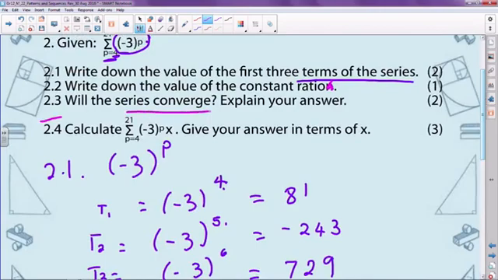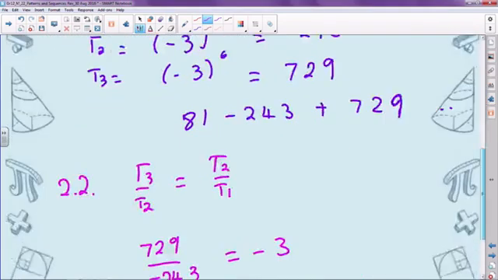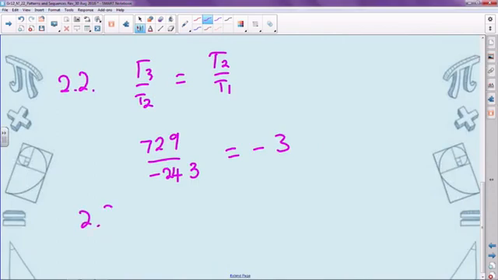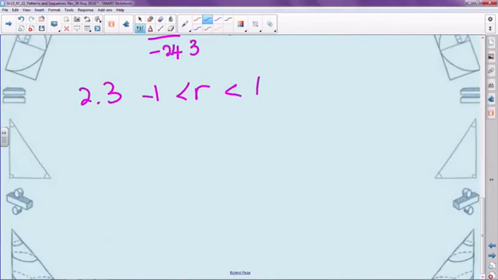2.3, will the series converge? Explain your answer. Well, remember, for a series to converge, your ratio needs to be in the interval between 1 and minus 1. And our ratio is negative 3. Negative 3 is less than negative 1. Therefore, this series will not converge. Okay, so it's not going to converge.